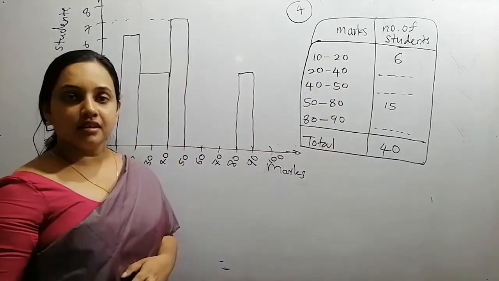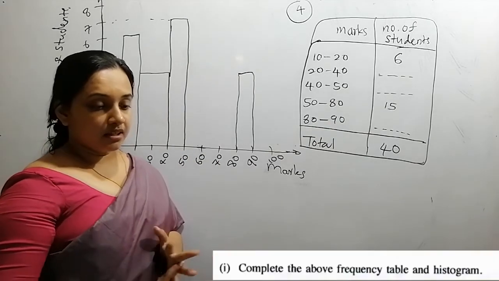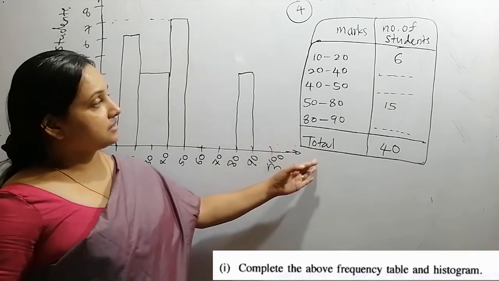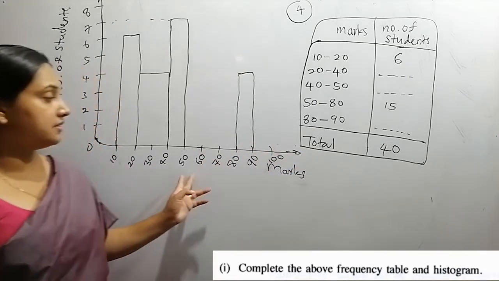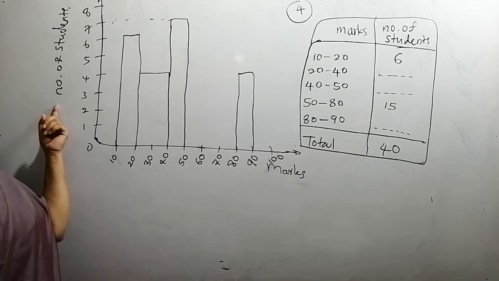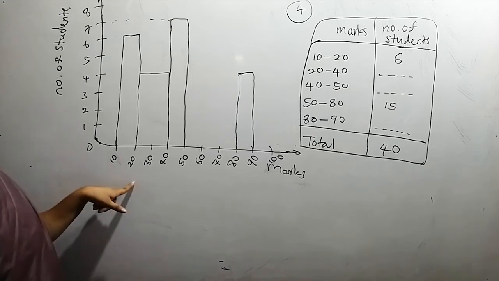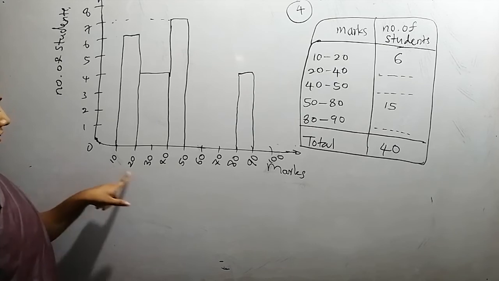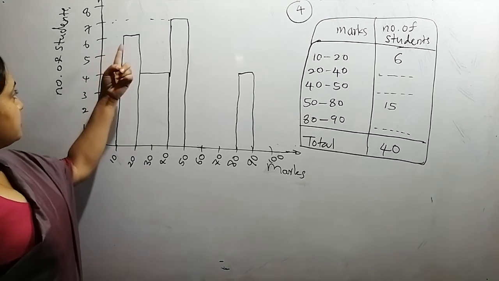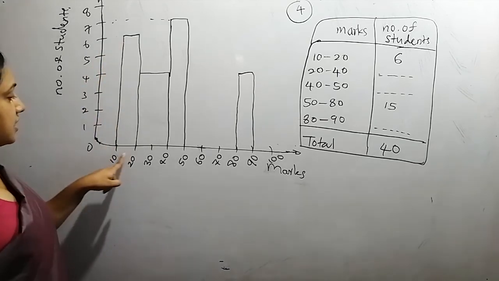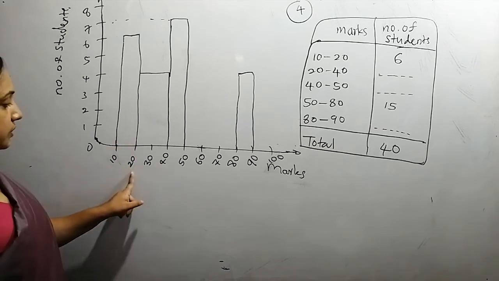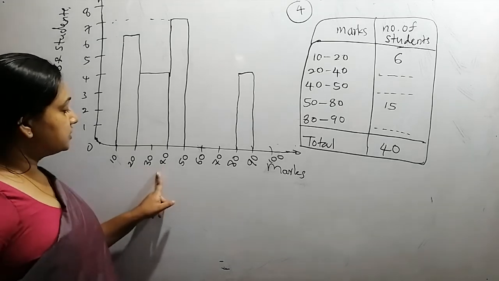Then look at part 1. Complete the above frequency table and histogram. There is a table and a histogram given. The x-axis is labeled marks, and the y-axis is number of students. In the histogram you can see here 10 to 20 is one group, and the number of students is 6. Then here 20 to 40: 20 to 30 is one group, and 30 to 40 is another group.